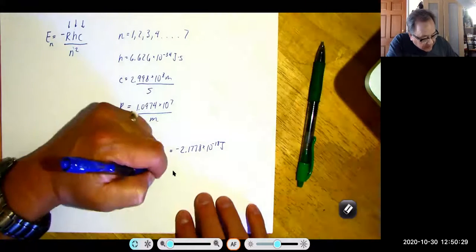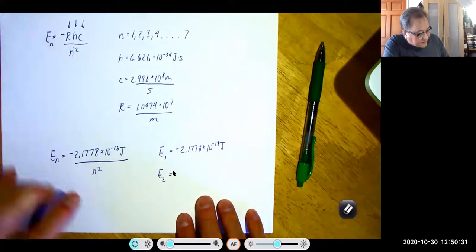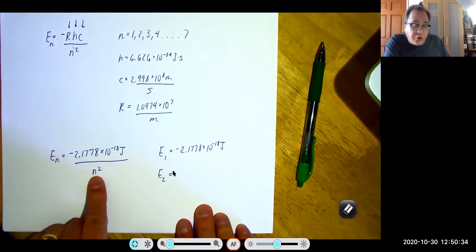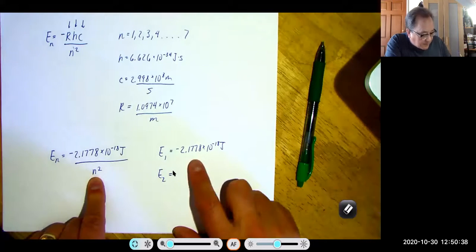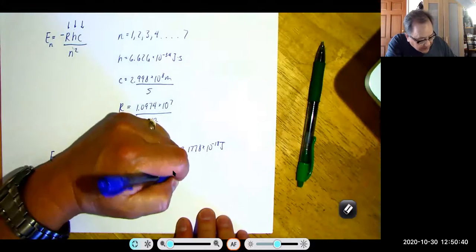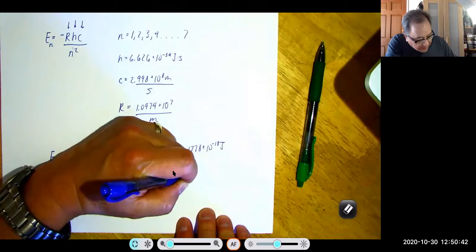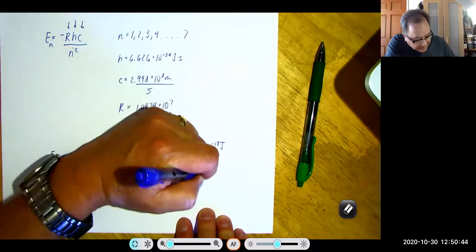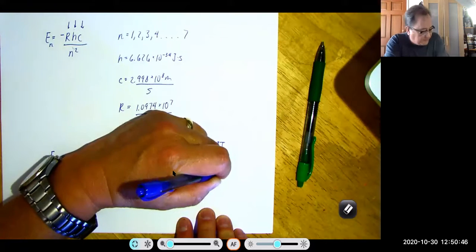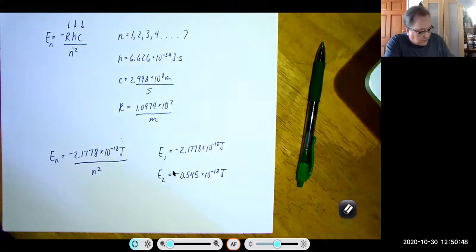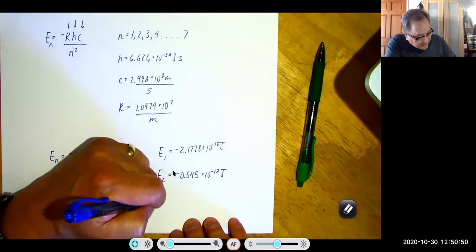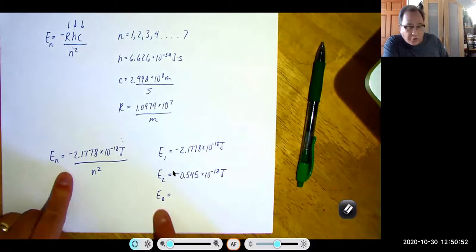Now, the energy of an electron in the second orbit is going to be this number divided by 2 squared. So what's this number divided by 2 squared? It's something like negative 0.545 times 10 to the minus 18 joules, if I remember right. So based on this, what would be the energy of the third orbit?